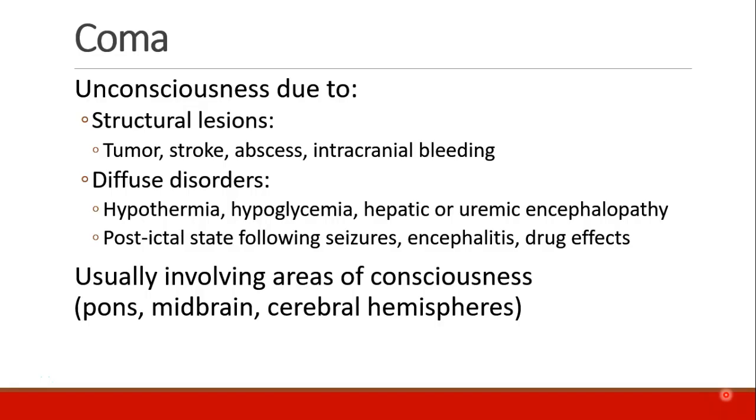This is just a short section to start by discussing coma, which is unconsciousness due to structural lesions like tumor or stroke, abscess or bleeding. It can also be due to a diffuse disorder like hypothermia, hypoglycemia, hepatic or uremic encephalopathy, a post-ictal state following seizures or encephalitis or drug effects. Coma can be due to a wide variety of causes. Usually it involves the areas of consciousness, which could be the pons, the midbrain, or the cerebral hemispheres.